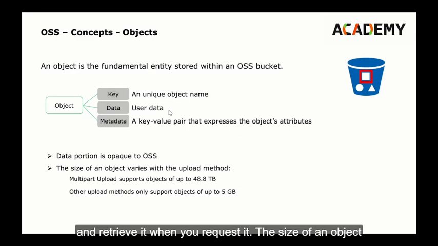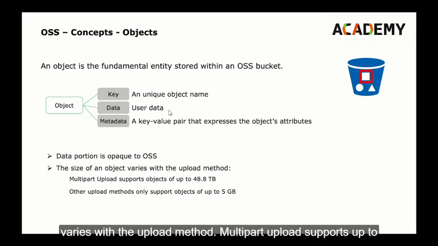The size of an object varies with the upload method. Multi-part upload supports up to 48.8 terabytes for a single object. However, if you're using our traditional HTTP upload methods, then the object size is limited to 5 gigabytes. So do keep that in mind. If your objects are larger than 5 gigabytes, you need to be using the multi-part upload tool.